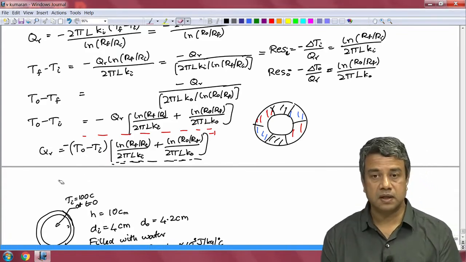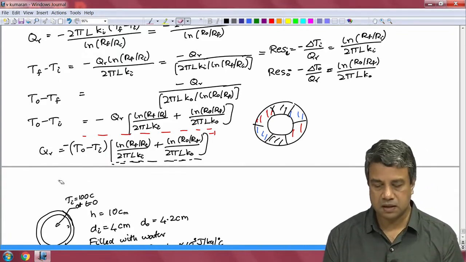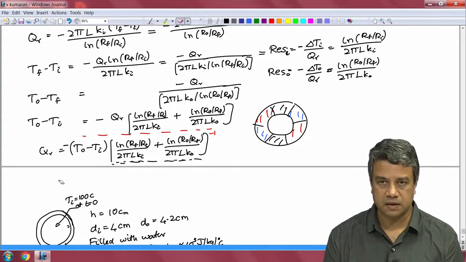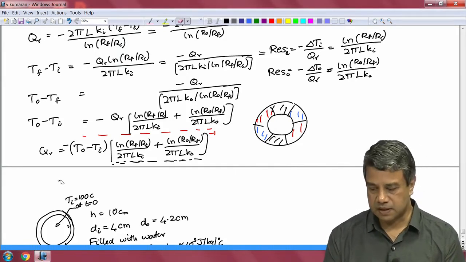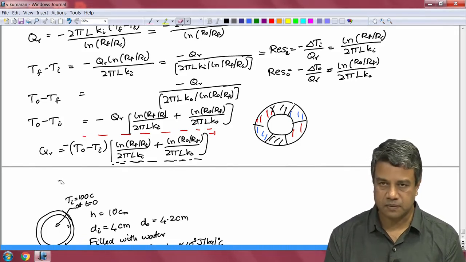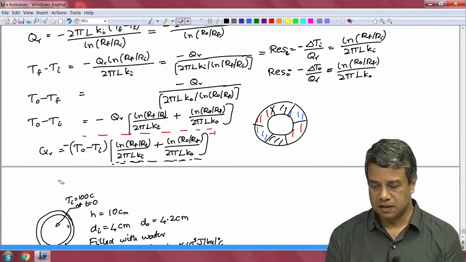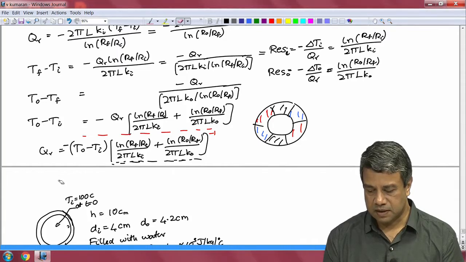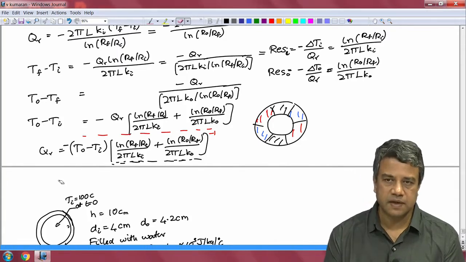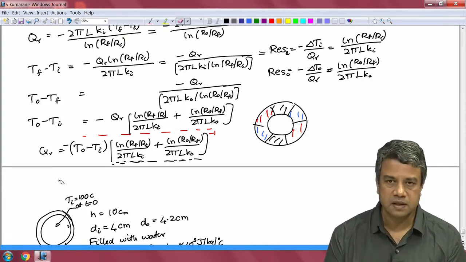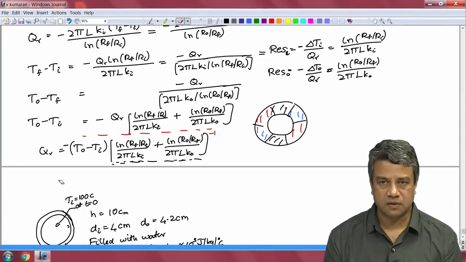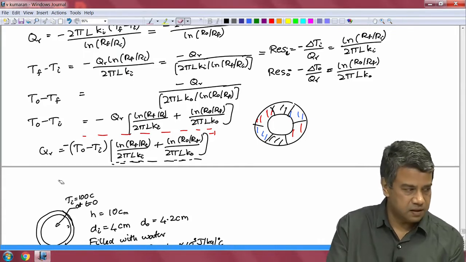Qr, you recall, is like a current, and difference in temperature is like a voltage difference. Voltage difference by current is equal to the sum of the resistances. And therefore, when you get the flux, you have to take the difference in temperature and divide it by the sum of the resistances in order to get the flux from the temperature difference between the outer surface of the outer wall and the inner surface of the inner wall.